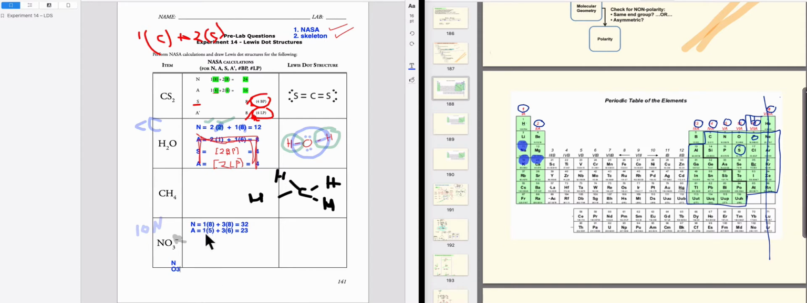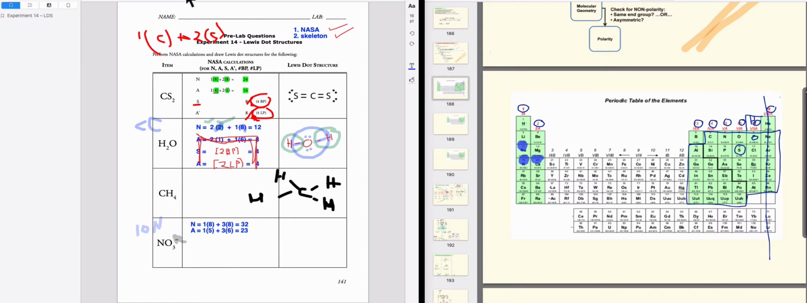Why? Because you did one nitrogen. But what do we have here? We've got a negative charge there, right? So what does the negative charge mean? I've got one extra electron. So what do I have to do to this 23? I've got 5 electrons from the N. I've got 18 electrons from the O's. Plus I have what? 1.